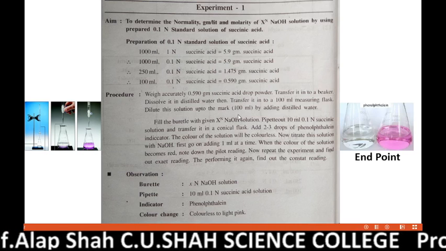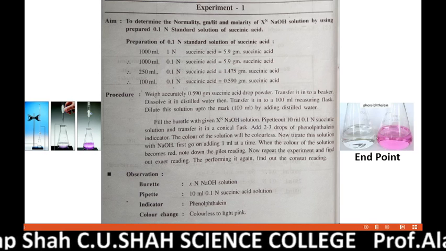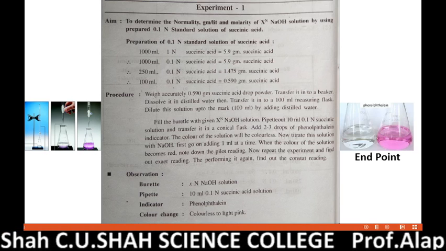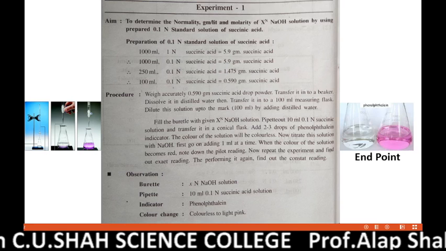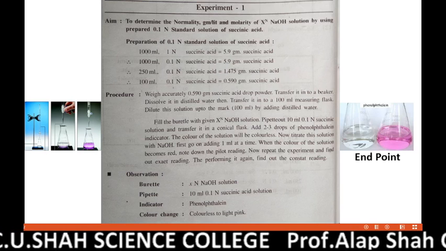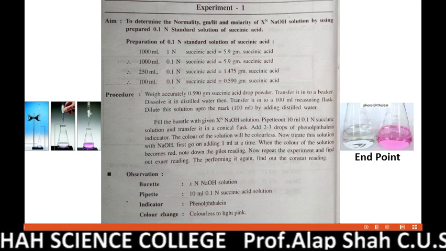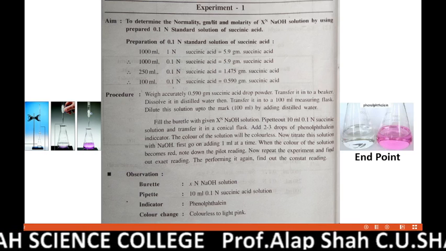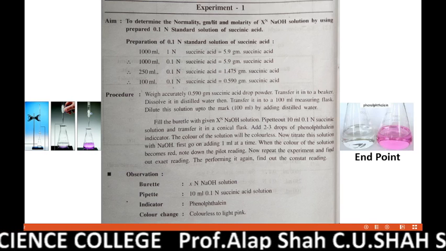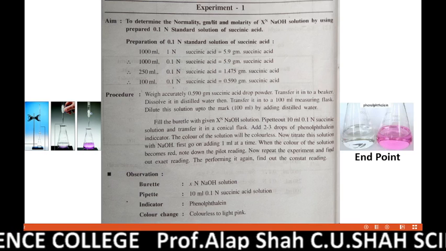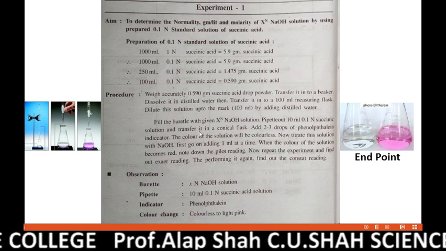Now friends, in the acid base titration, this particular titration is between succinic acid and NaOH. Succinic acid is considered a weak acid, and NaOH is a strong base. So this is a titration between a strong base and a weak acid. Whichever is strong should be filled into the burette. So here we will fill the NaOH into the burette.